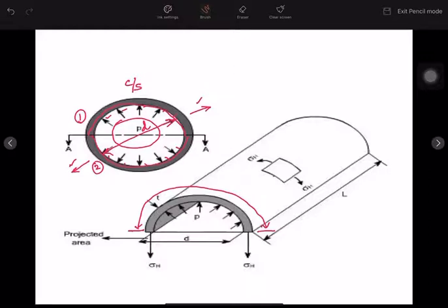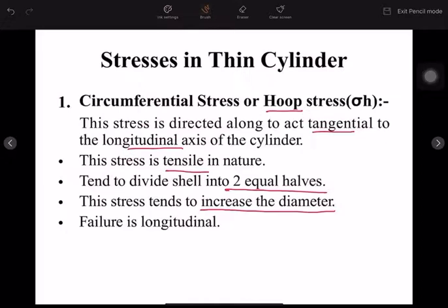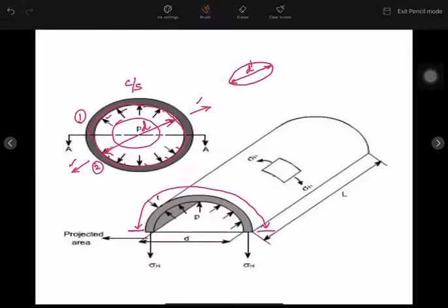So the circular section may become something like this, an oval shape or ellipse. The diameter will get enlarged to E dash. And because of this particular stress, the failure can be in the longitudinal direction, as we can see like this. In the longitudinal direction, the failure we can observe because of this stress.